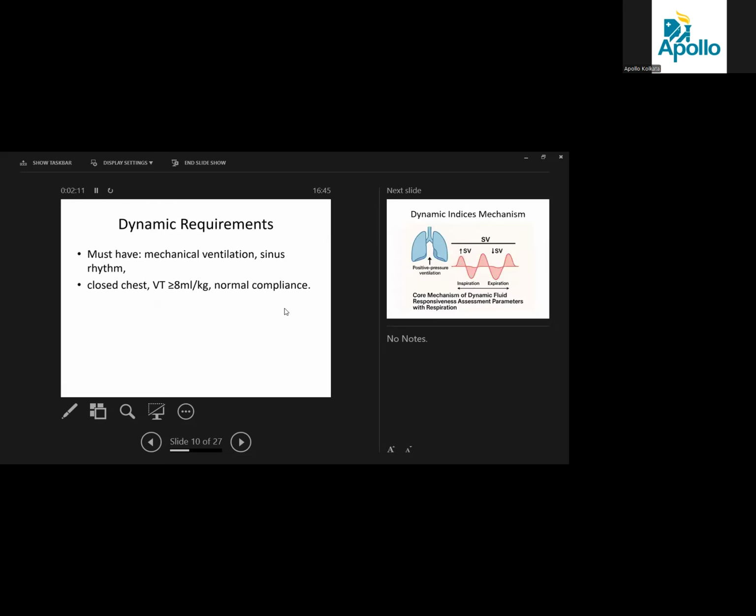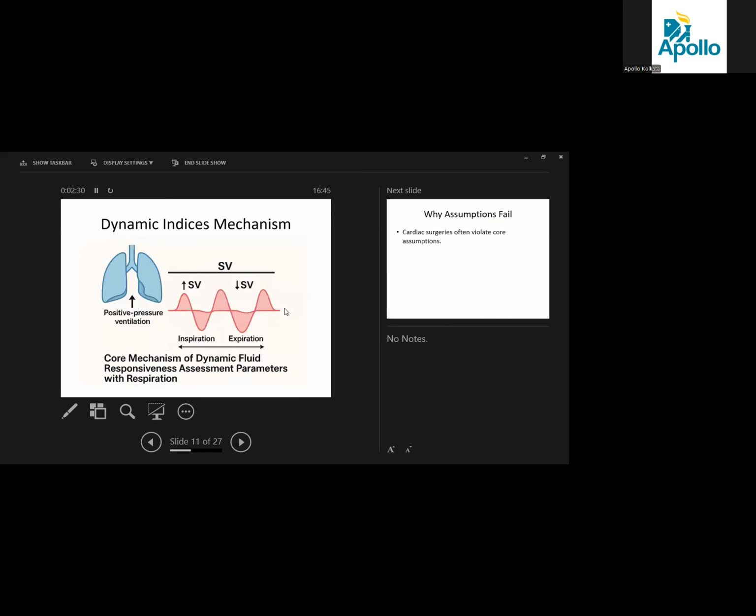Now, what are the must-haves when using the dynamic indices? The patient should be under mechanical ventilation. There should be a sinus rhythm. It should be a closed chest condition. The tidal volume should preferably be more than 8 ml per kg body weight, and the lung compliance should be normal.